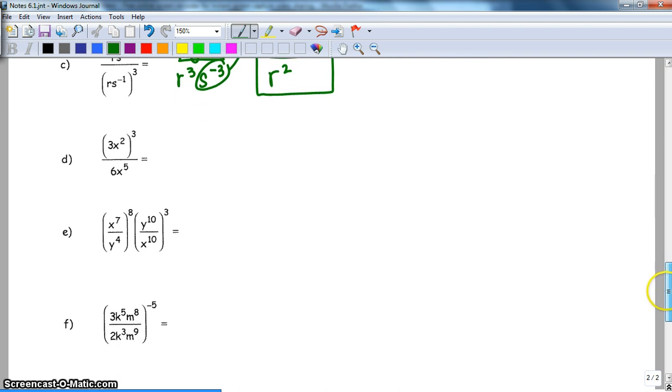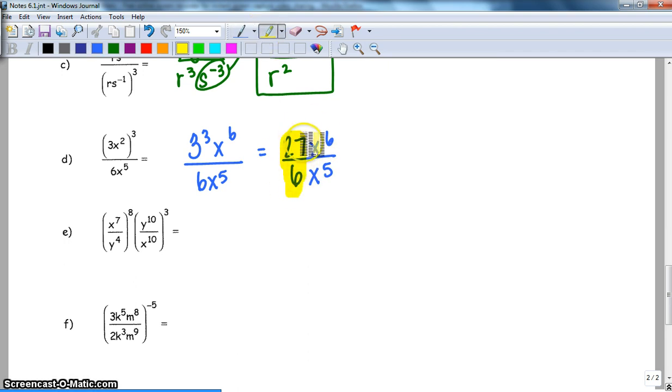Next, be careful when you take this 3. This is not 3 times 3, it's 3 to the 3rd and x to the 6th. 3 to the 3rd is 27. Your coefficients, we are going to divide like normal. 27 over 6 reduces to 9 over 2. And we will subtract our exponents. 6 minus 5 is 1, and that just goes on top.